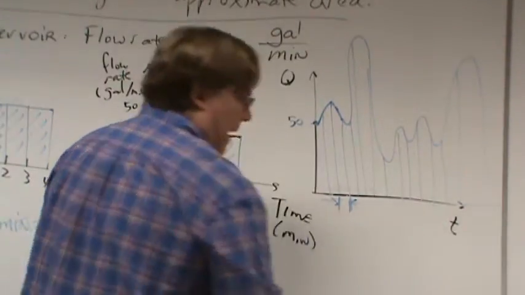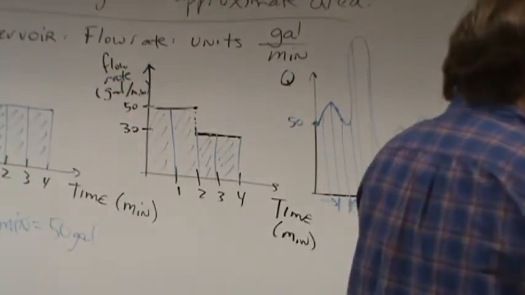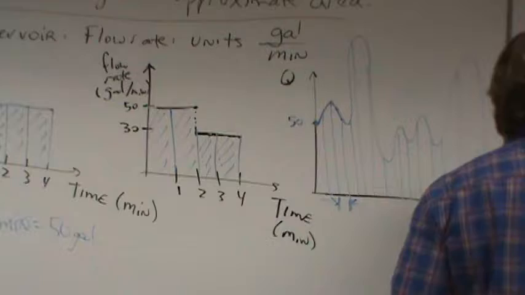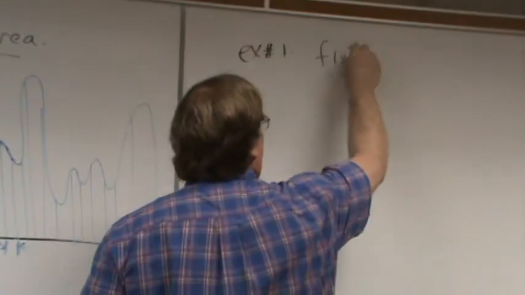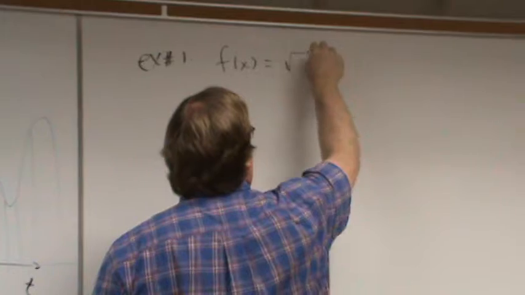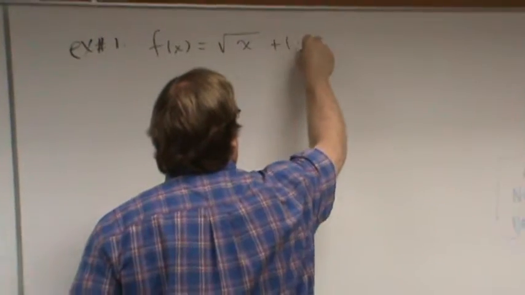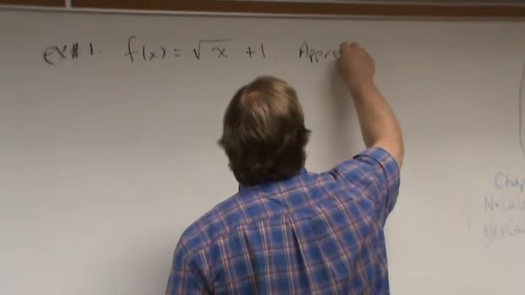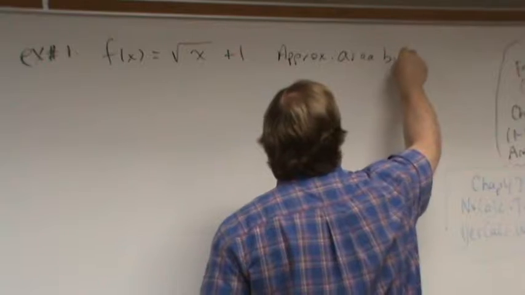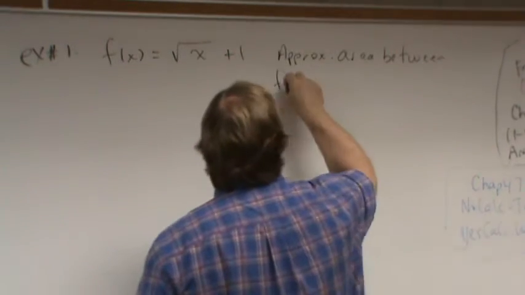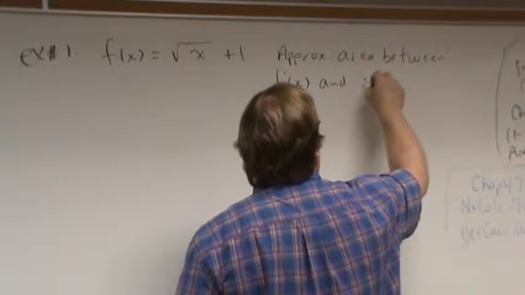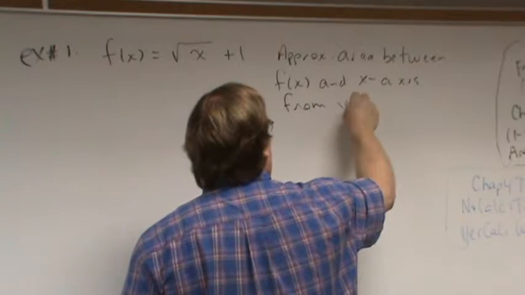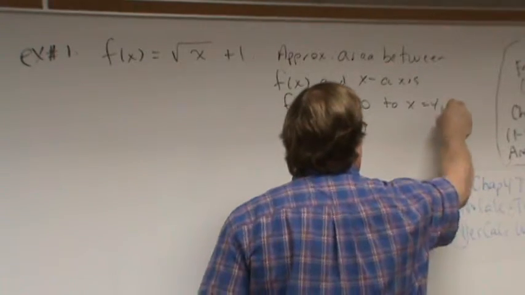So, hey, let's actually do some problems now. Here comes example number 1. f of x equals radical x plus 1. Approximate area between f of x and the x-axis from x equals 0 to x equals 4.